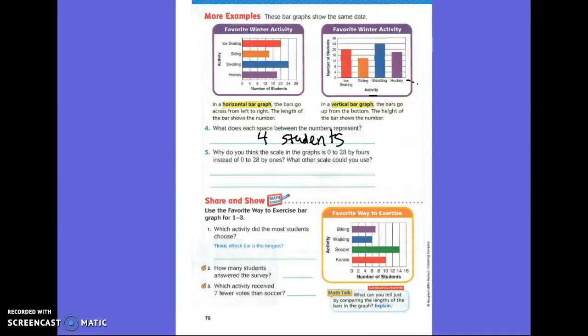Well, if they went by ones, they'd be going even farther. If they went by ones, it would be way longer. It would take longer to make. And then would we be able to fit this on our paper? No, it'd be too big. The graph would be too big. So why do you think the scale is 0 to 28 by 4? The graph would be too big counting by 1.